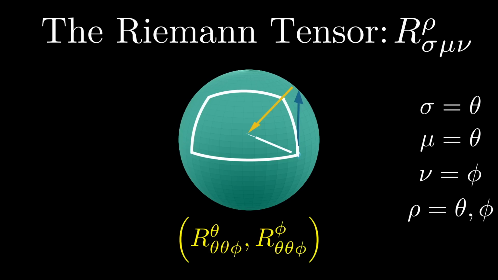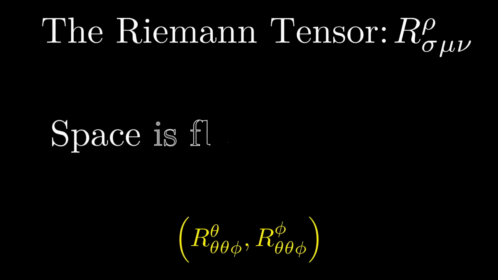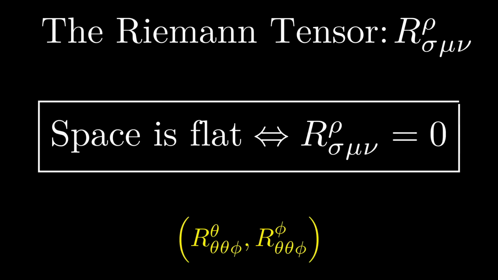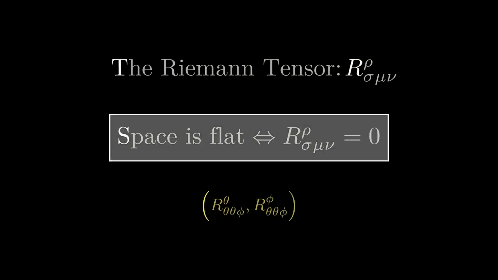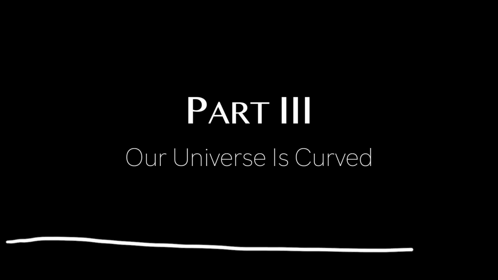We can even put it more stringently. Space is flat if and only if the Riemann tensor is 0. And this leaves us with exactly what we were looking for, namely an unambiguous measure to see whether a space is flat or curved. Now that we have a better understanding of what curvature is, we take a step back and bring this notion to reality and, in particular, apply it to our own universe.